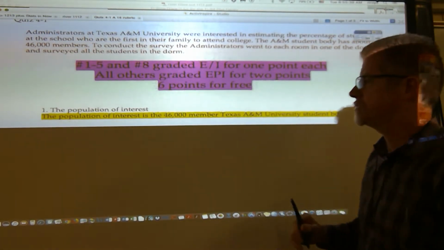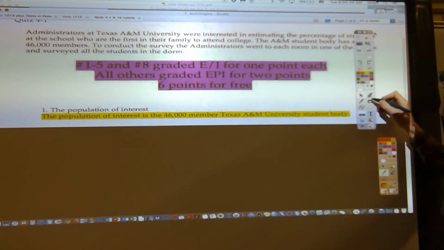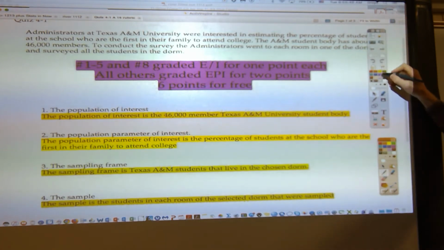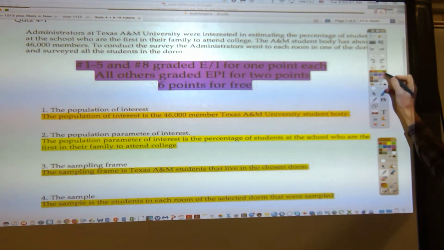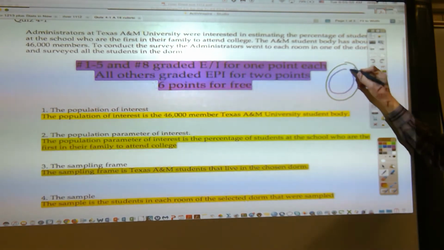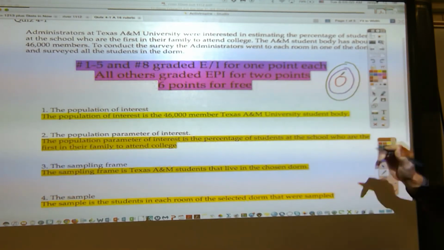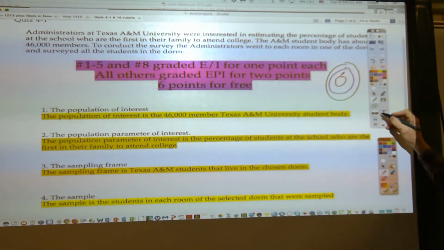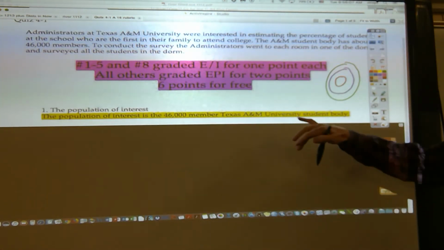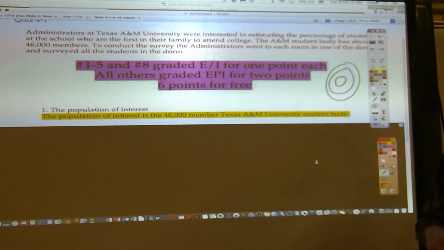What's the population of interest? Essentially, what we're trying to do here is figure out what is the circle that represents the population, because reviewing vocabulary, in a survey you have the population of interest, which is the outer circle, the sampling frame from which we create our sample, and then the innermost circle is the sample itself. The population of interest is, and notice how specific the wording has to be, the 46,000 member Texas A&M University student body.